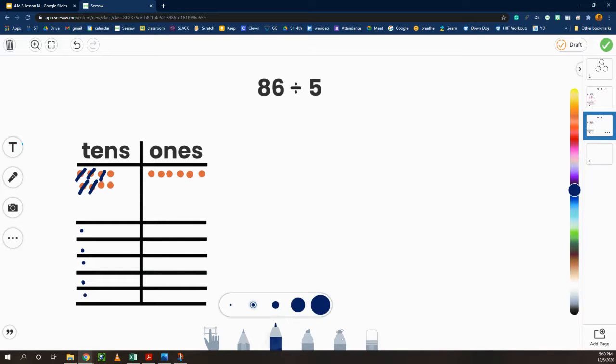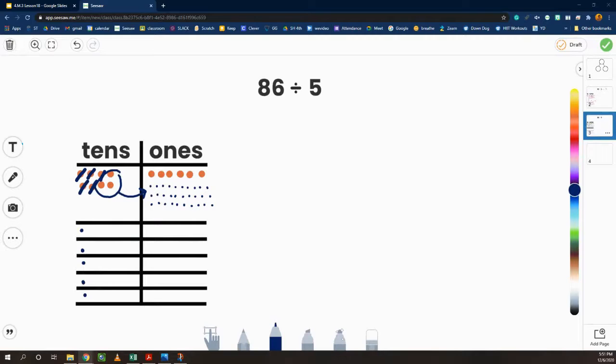And now you can see that I have 3 tens that are left over. I'm going to have to distribute all of these tens and unbundle them into the ones place. So my 3 tens are going to come over and become 30 ones.